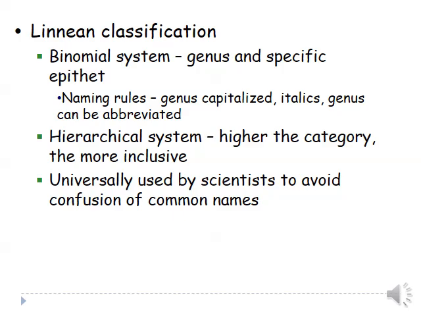Okay, we just saw on the previous slide that the higher the category, the more inclusive, or the more organisms that are found in that group. And this is universally accepted, and this then prevents any of the confusion that may be caused by common names. Again, we usually will call something a dog or a cat or a dandelion, but if we need to be more specific, there is a genus and species name for all these organisms.